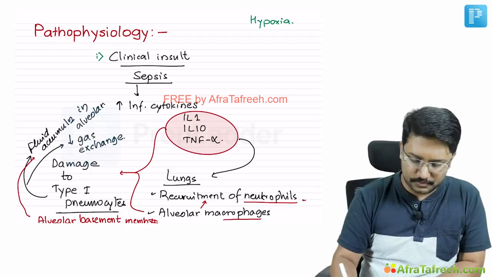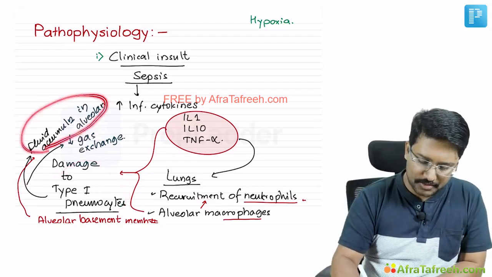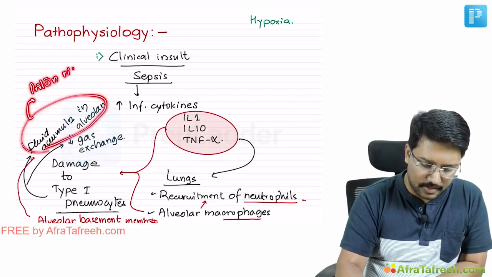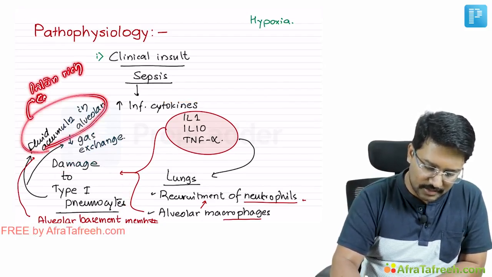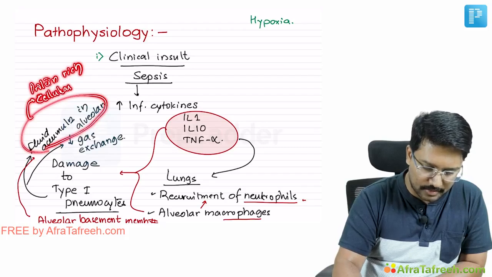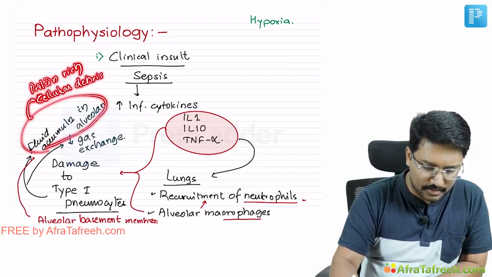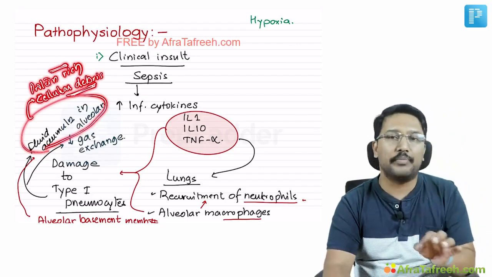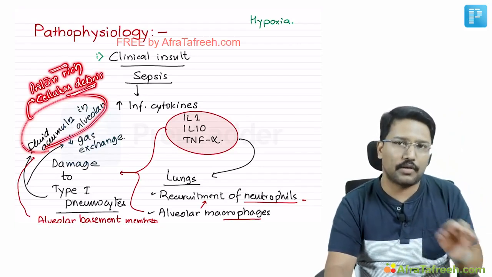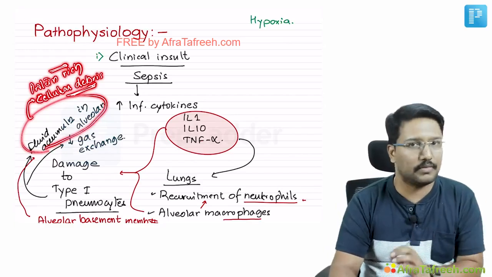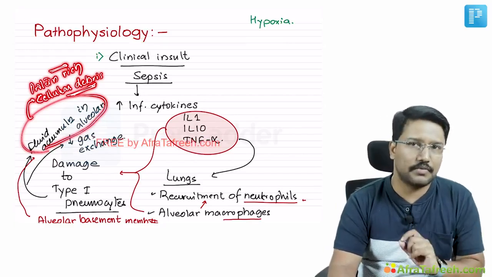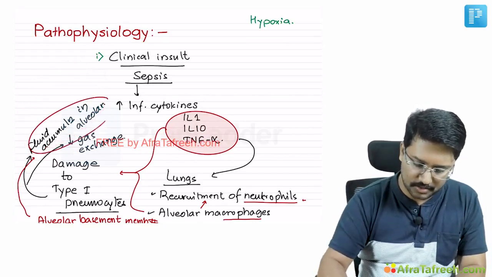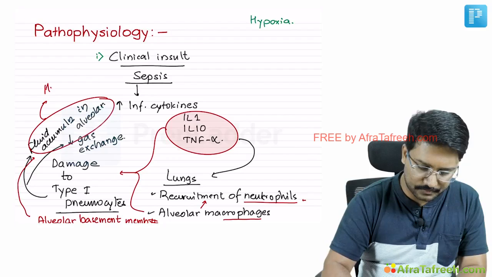So the fluid accumulation now starts becoming protein rich, and it is also loaded with cellular debris. Now this protein rich fluid loaded with cellular debris is impermeable or poorly permeable for oxygen, so oxygenation further suffers. So this leads to what is known as formation of hyaline membrane.